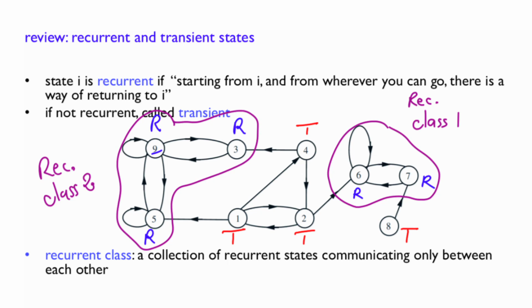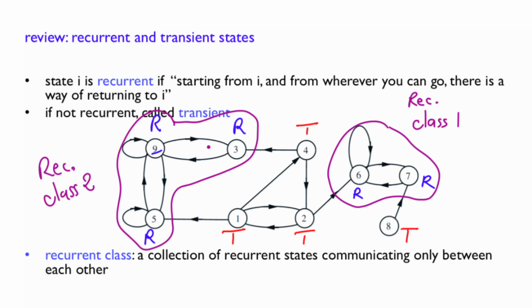So here again we have two classes instead of one, because if you are in one of these classes, there is no way that you can find a path to go to one state here, and vice versa. If you are in one of these states here, there is no path that would lead you to that recurrent class.